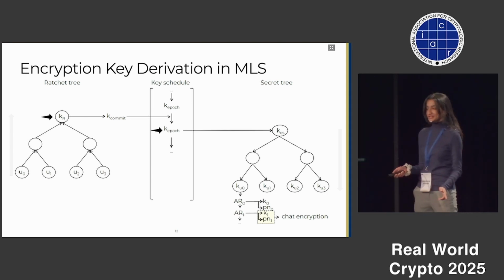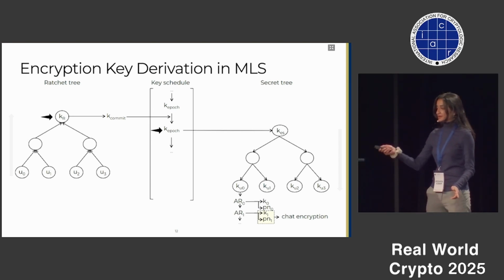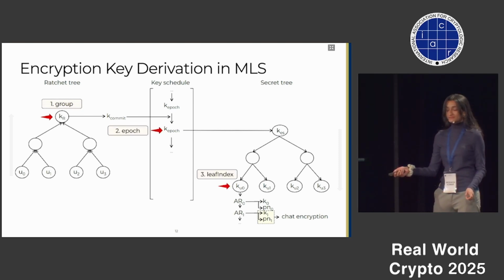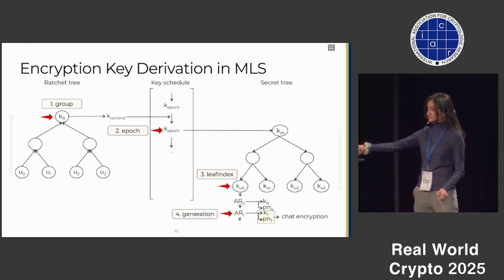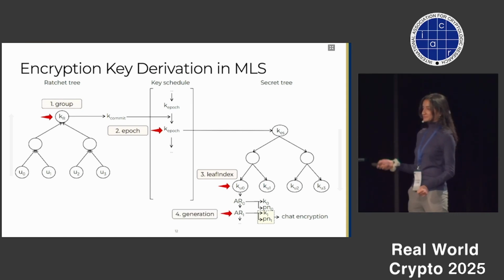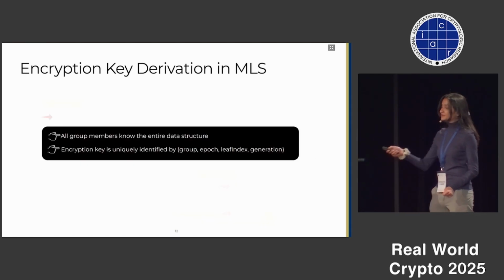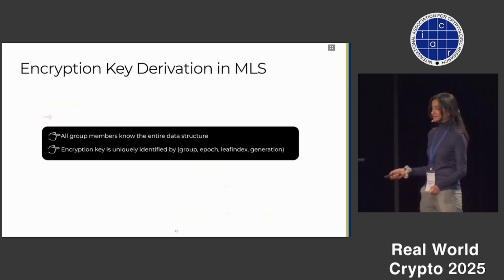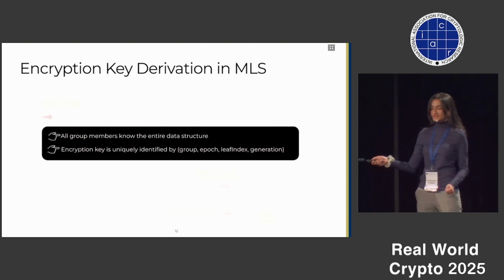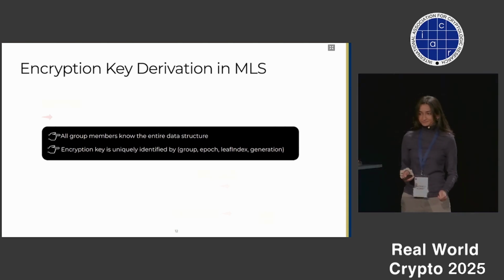The encryption keys here are uniquely identified by what group you are in, where you are in time, which is called the epoch, where you are in that tree, which is called the leaf index, and finally, where you are in that chain, which is called the generation. What you need to take away from this complicated looking picture is that every member in the group stores this big structure, and encryption keys are uniquely identified by this 4-tuple that we call the group key identifier.